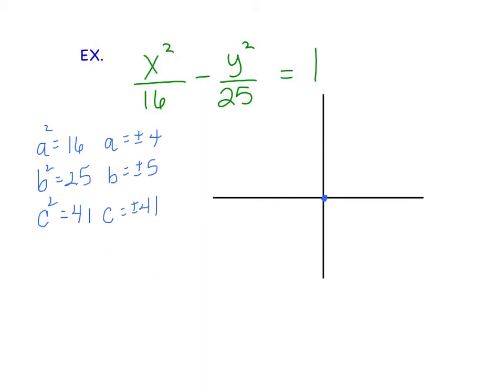So I'm going to go ahead and graph this. The first thing I want is a and b. A is on the x-axis, so I go 1, 2, 3, 4, and put a point.